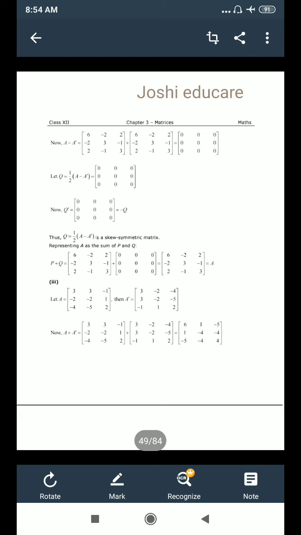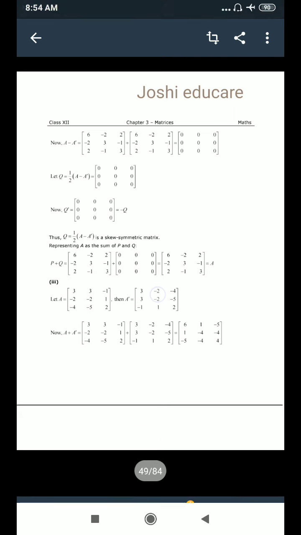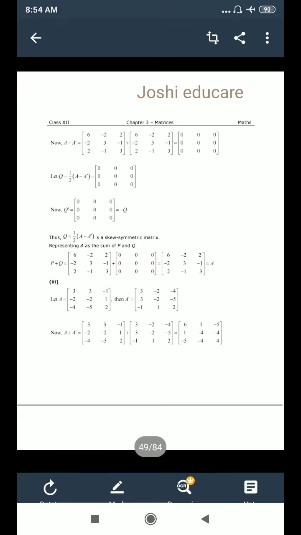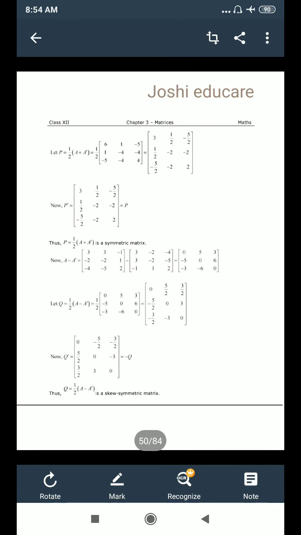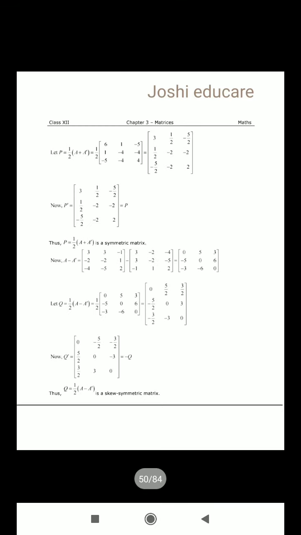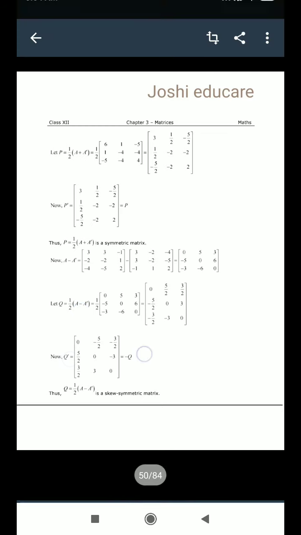Third question is also similar. So you do the same thing. You have A, find A transpose. Now write A plus A transpose. Take half of that. It is P, which is a symmetric matrix. If we take the transpose of P, you will get the symmetric matrix P only. Now you get half A minus A transpose. Half of A minus A transpose will be Q. This will be a skew symmetric matrix always.